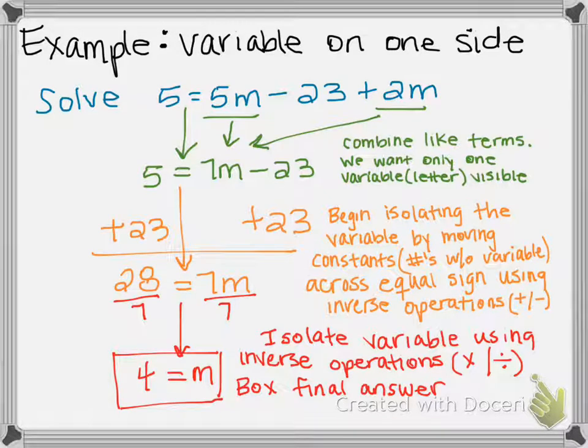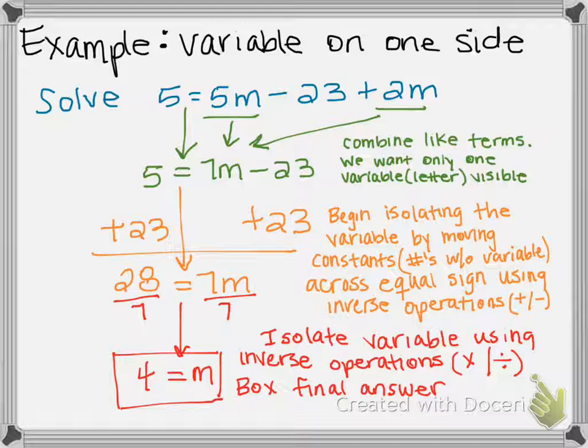To finish the problem, I do have to get that m completely alone and get rid of that 7. Since that 7 and that m are being multiplied together, the inverse operation of multiplication is division. So I divide by 7 on both sides, and 28 divided by 7 is 4. And I do want to box in my final answer.